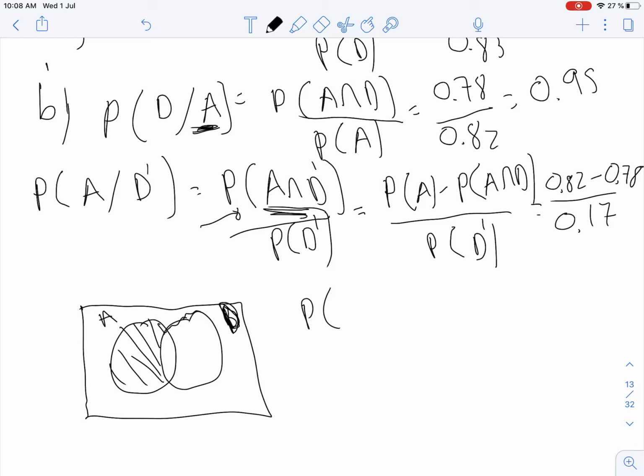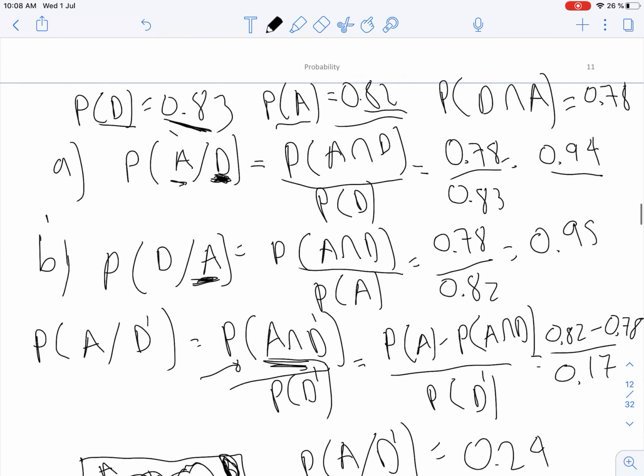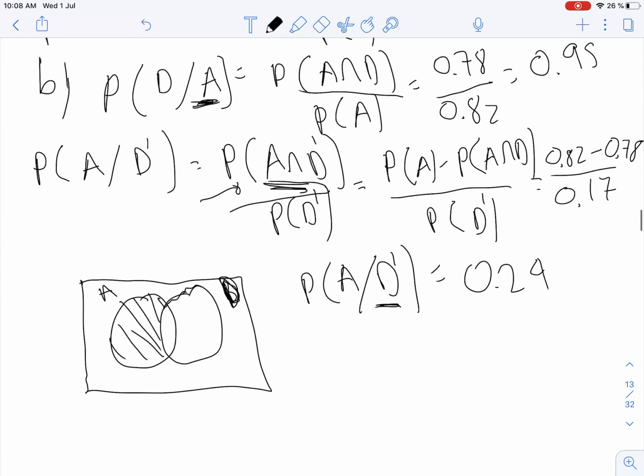So you will get that the probability of A, so arriving on time, given that it departed late, right? It didn't depart on time. That's the complement. It's going to be equal to 0.24. So it makes sense, right? If the plane departs late, if it does not depart on time, then that's going to affect the probability of arriving on time. Because remember, the probability of arriving on time originally was 0.82. But if you know that the plane has departed late, then of course that will hurt the chances that the plane is going to arrive on time.